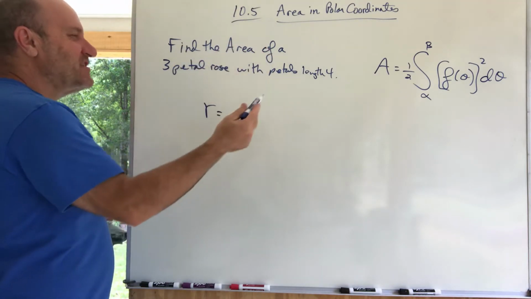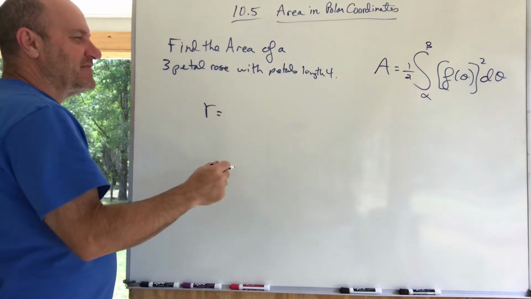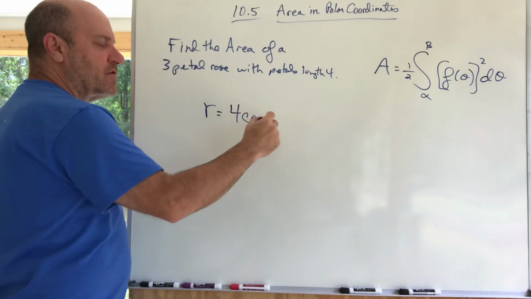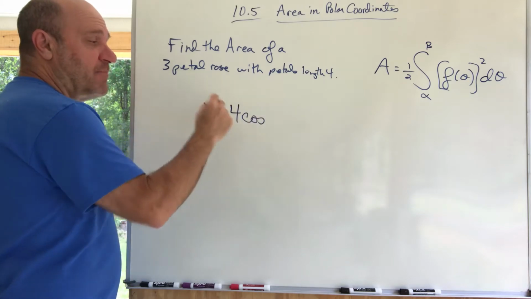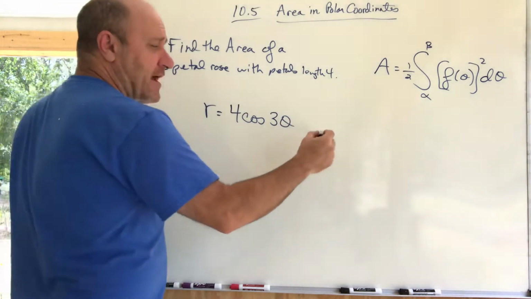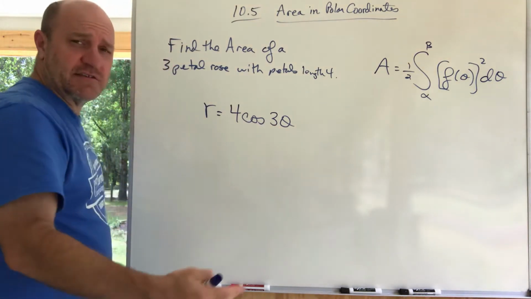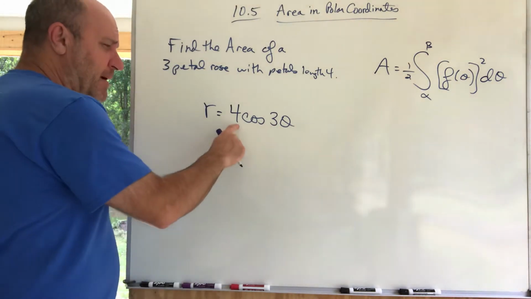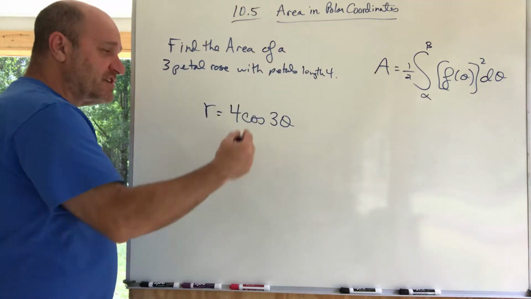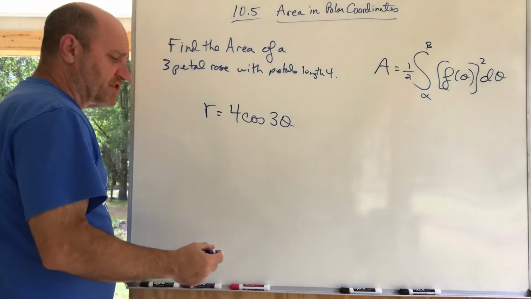I need the equation of a 3-petaled rose with petals of length 4. Let me think. Oh yeah, when it was an odd-petaled rose, this number was odd. So there it is. By the way, I could have done sine 3 theta. That's also a three-petaled rose. And by putting a 4 there, that's petals of length 4. So this is the equation, and maybe I want to draw a picture of it.